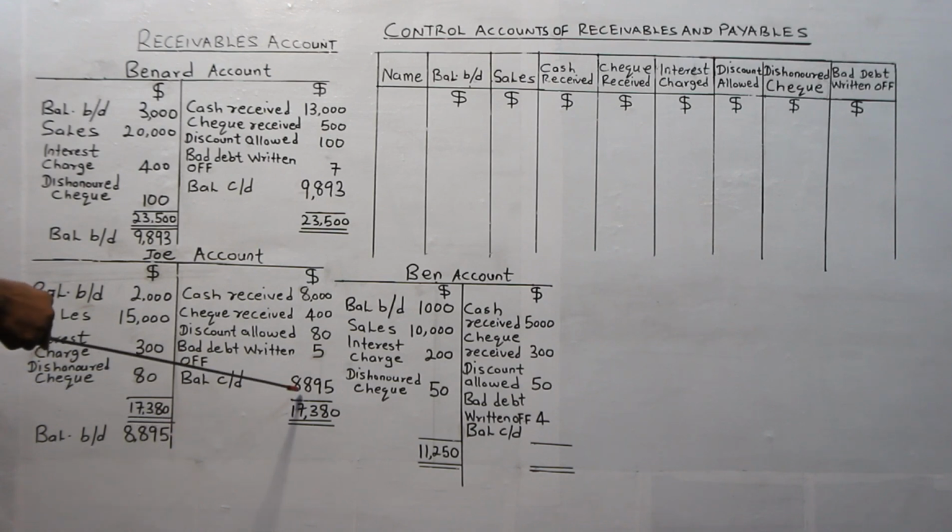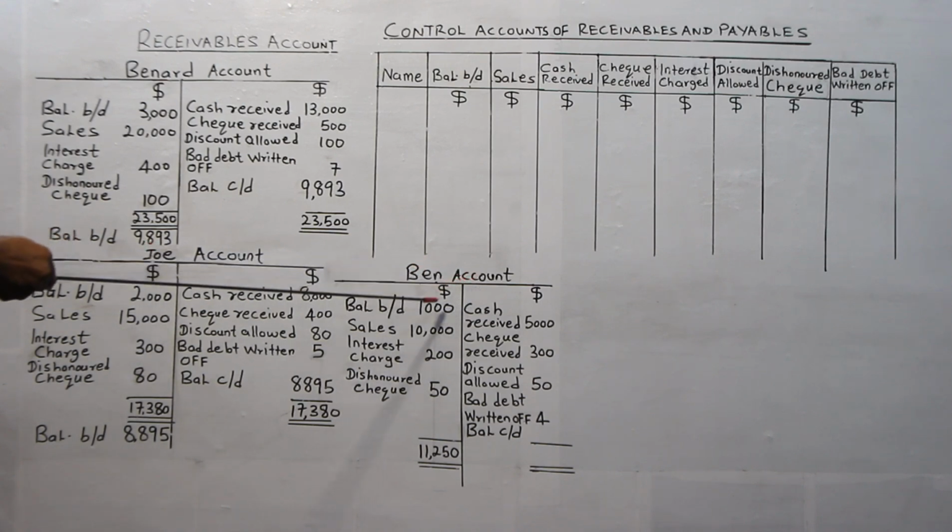17,380. Finally, the balance carried down of 8,895 is taken back to the debit side and becomes the opening balance for the next period, which is balance brought down of 8,895. So this is the net amount that Joe is owing as a receivable at the end of the accounting period, just as this is the net amount or net balance that Bennett is owing at the end of the period.